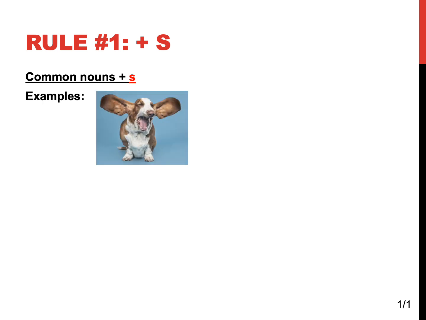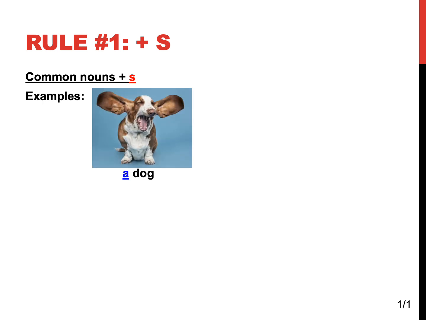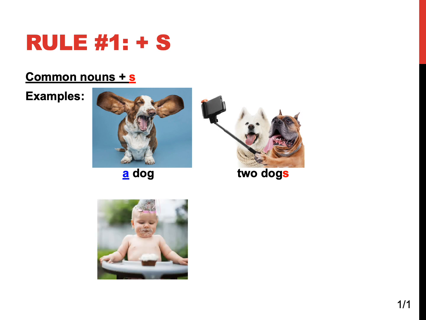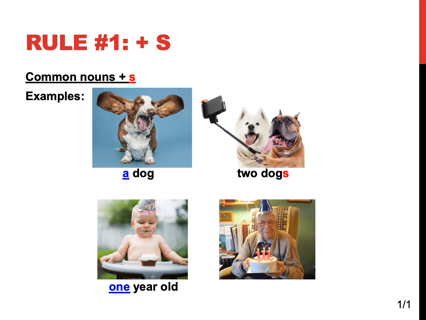Rule number 1. For most of the time, you can just add an S to it. Examples. This is a dog. There are 2 dogs here. This baby is only 1 year old. This gentleman here, he is already 111 years old.